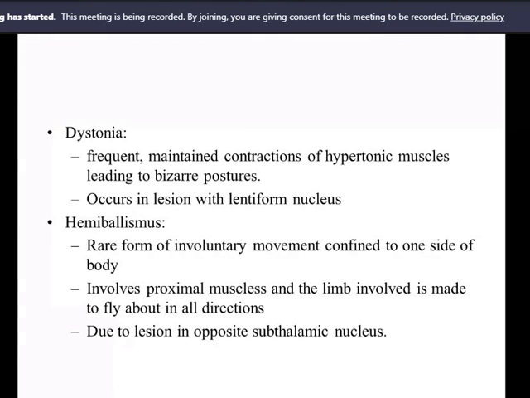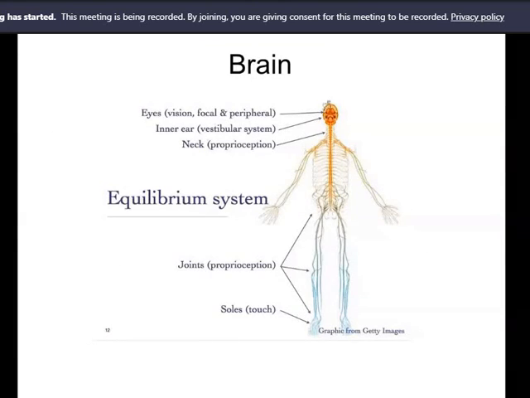Without purpose, he or she cannot check it, due to lesion in the opposite subthalamic nucleus. So these are the terms. When you read the basal ganglia also, then you will get it properly. And then comes the equilibrium system, posture and equilibrium.